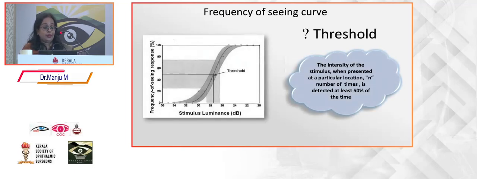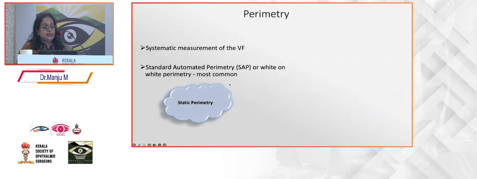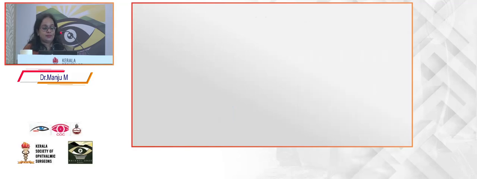And there is a frequency of seeing curve. Basically, threshold is the intensity of the stimulus which, when presented at a particular location n number of times, is detected at least 50% of the time, and that is the threshold. And perimetry is basically the systematic measurement of the visual field, and we usually use standard automated perimetry or white on white perimetry, that is most commonly used, and that is a static perimetry.